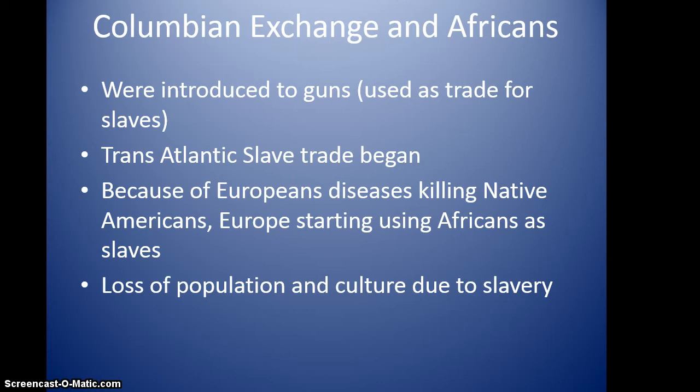So take a few minutes, and in your chart, write down these in the negative or positive spot as far as the Columbian Exchange. And when we see each other next class, we're going to go over this chart and we're going to discuss why you thought something was positive or why you thought something was negative. So pause the video and give yourself time to fill in the chart for the Columbian Exchange and Africans.